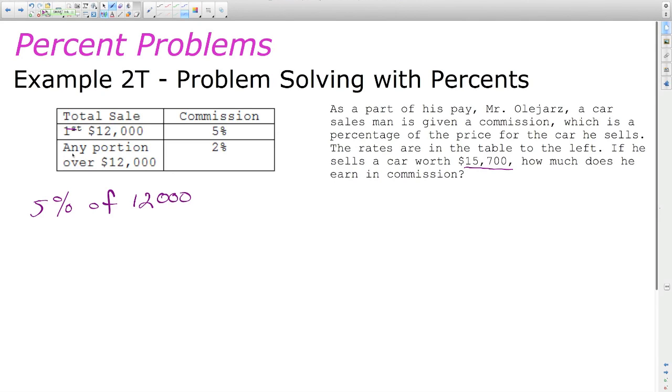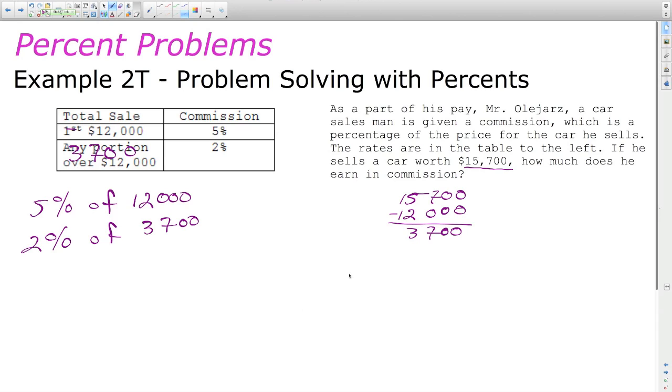The thing we have to figure out is what portion over $12,000 is this car? Well, if we subtract $15,700 and $12,000, that should be some pretty easy subtraction for you. It gives you $3,700. That's that portion. So the portion over $12,000 is $3,700 in this case. So he's going to earn 2% of $3,700. These two things should add up to the cost of the car.